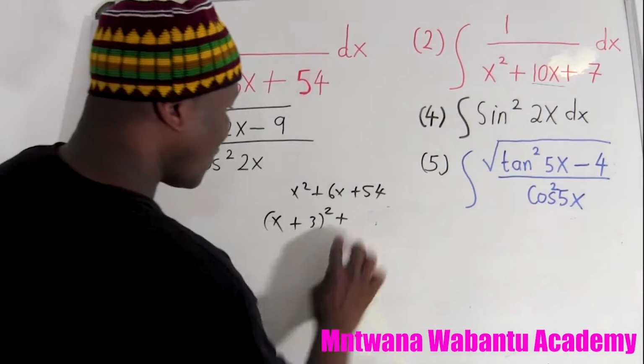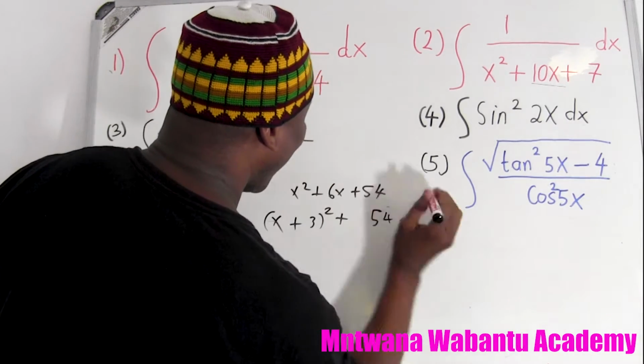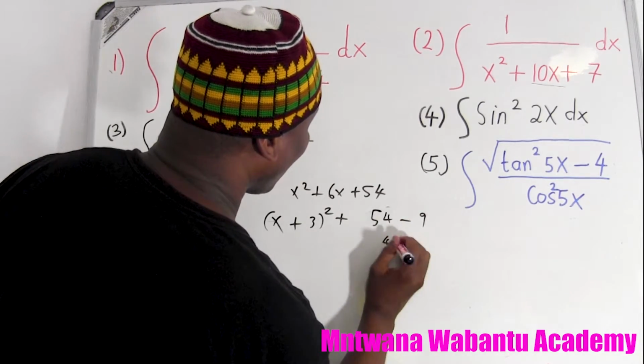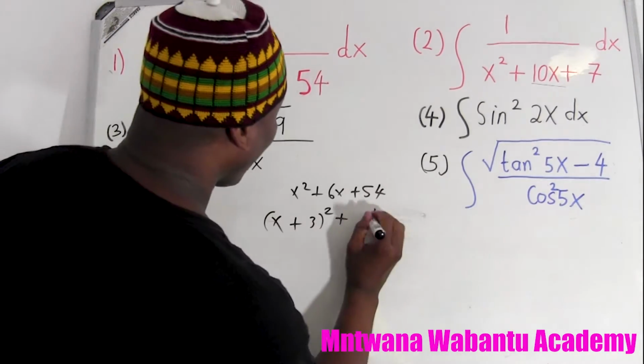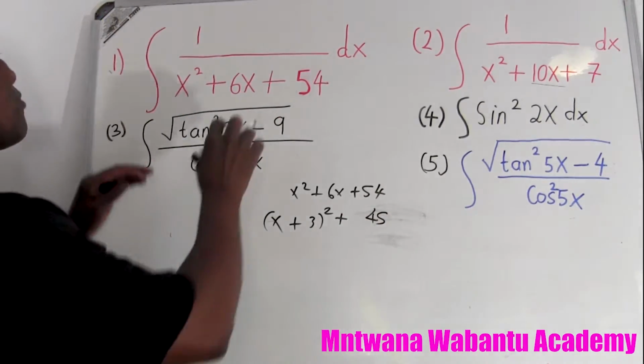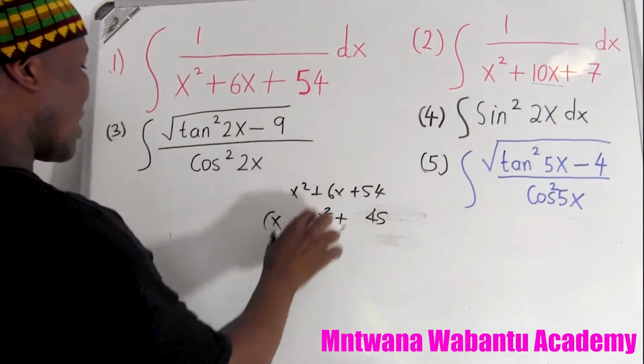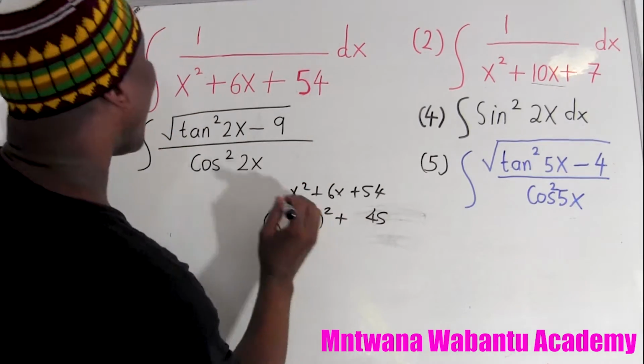No, because this will be 54 minus 9, which is going to be 54 minus 9 equal to 45. So this is going to be 45 here. It's going to be 45, okay? So I want to replace this number here with (x plus 3) squared plus 45.